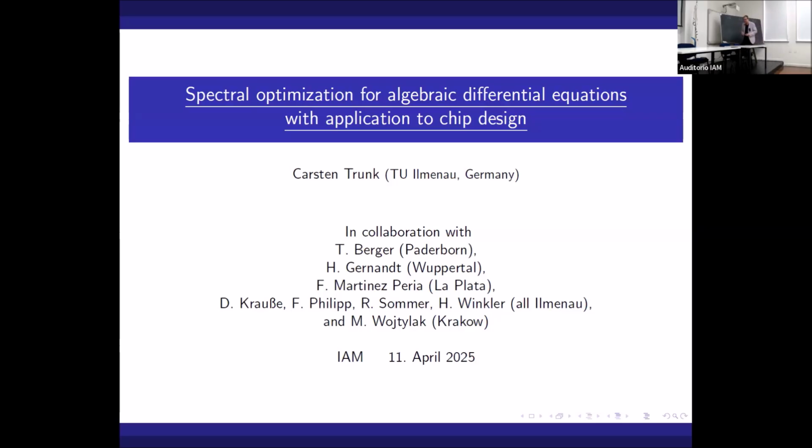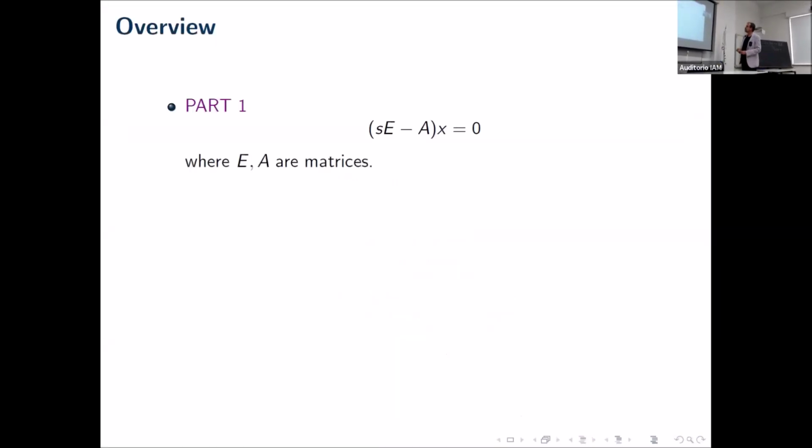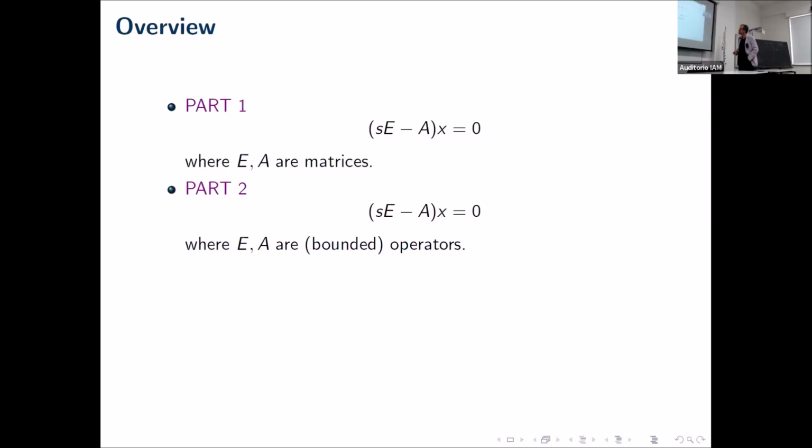Okay, this is a general overview. Because it's an overview talk, I took material from many papers, which is why there are so many collaborators. As I already said, I want to study this object, the pencil sE minus A, which could be a matrix pencil or an operator pencil. The talk is divided into two parts, and I will start with matrix pencils.